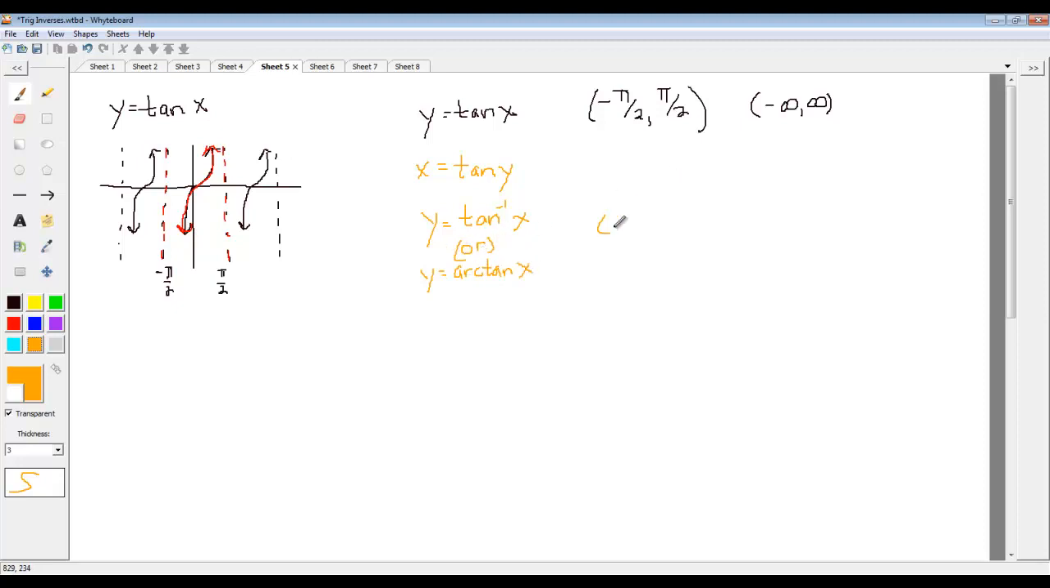Then your domain is going to be negative infinity to infinity, and your range is going to be negative pi over 2 to pi over 2. So it's going to look kind of like the tangent fell over and is laying on its side. That's basically what it's going to look like.